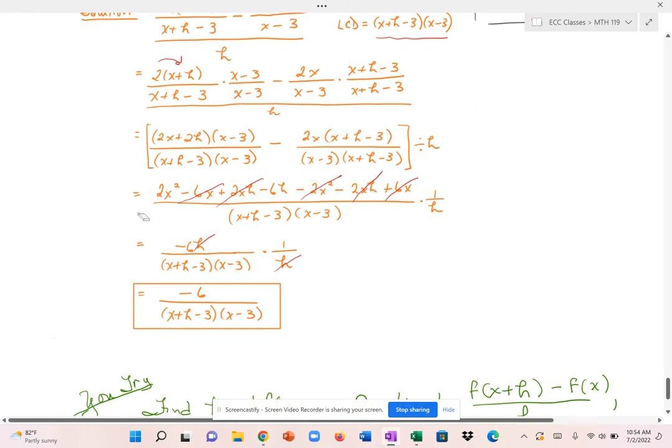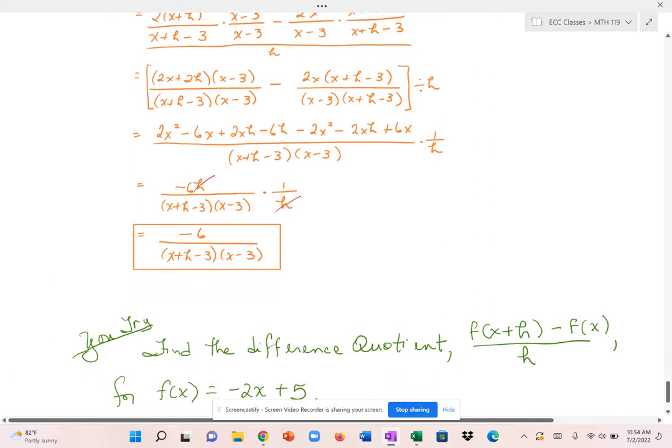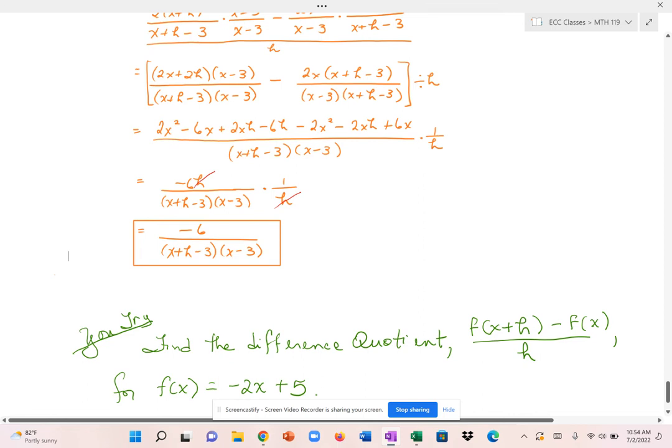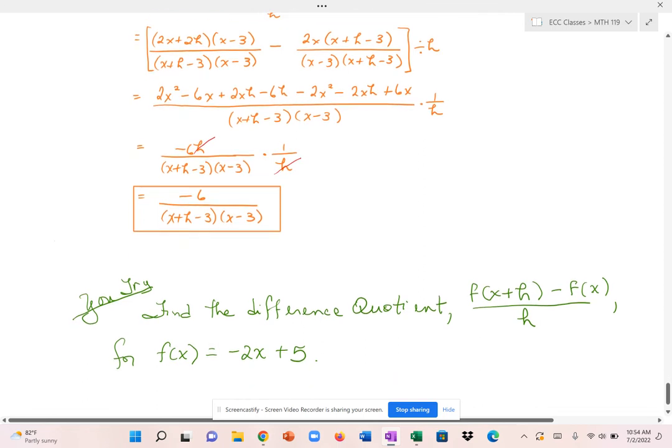Okay, so this requires practice. Memorize the definition of the difference quotient and practice. Make sure you understand what functional notation is all about. And so here's one for you to try. The difference quotient is given, and you're asked to find the difference quotient for this linear function, negative 2x plus 5. So that's it for this lesson. Good luck.